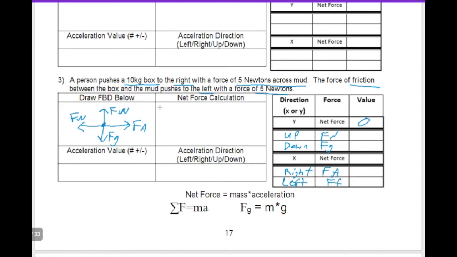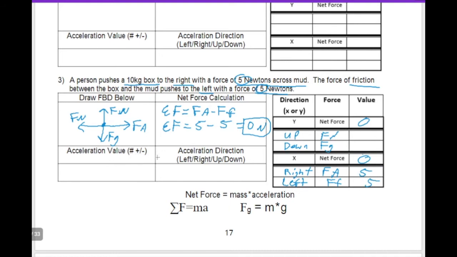So in order for us to figure out this net force, we're going to take our equation and say that the forces that point to the right, which are force applied, minus the forces that point to the left, which is force friction. So I can go ahead and plug these numbers in. Force applied is 5 newtons, so 5 minus, and then force friction is 5 newtons. 5 minus 5 is just 0. Therefore, our net force in the x direction is 0.